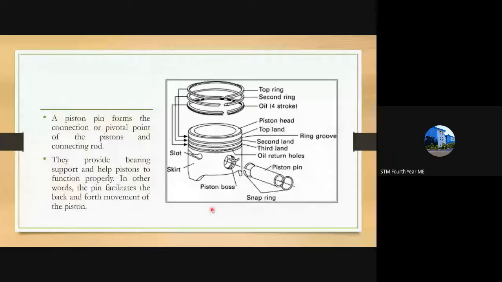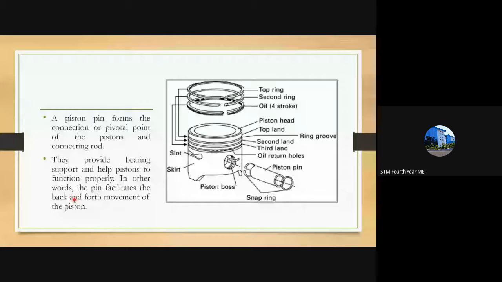Next, a piston pin forms the connection or pivotal point of the piston and connecting rod. So it connects the pivotal point of the piston and connecting rod. It provides bearing support and helps the piston function properly. In other words, the pin facilitates the back and forth motion of the piston.